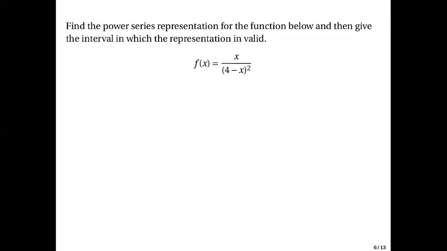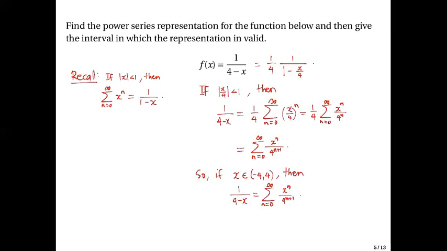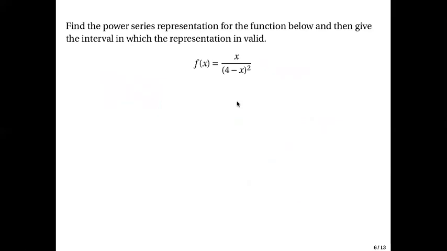For our next example, find the power series representation for the function below and then give the interval in which it is valid. So notice our f of x is equal to x over 4 minus x quantity squared. And there's a denominator 4 minus x, its power now is squared. So maybe we can use this representation. In fact, we will use this representation to get a power series representation for this expression.